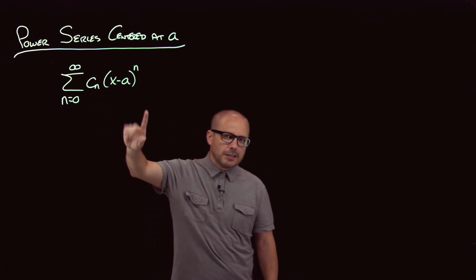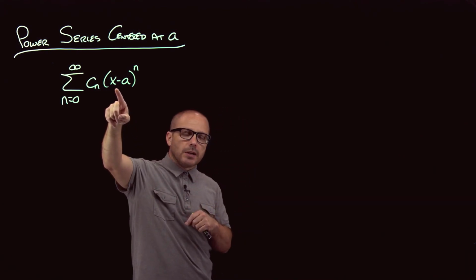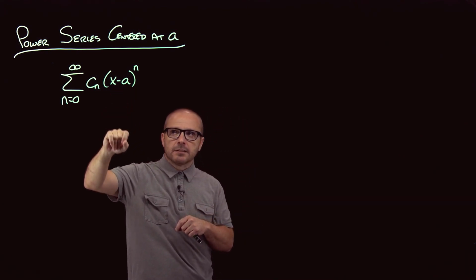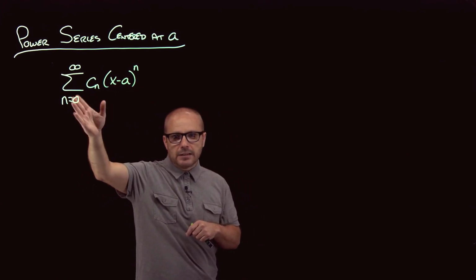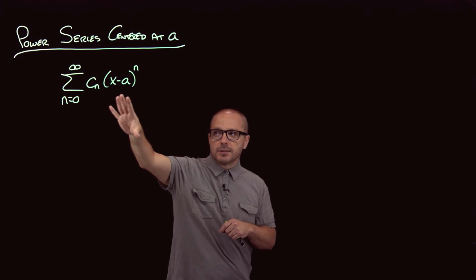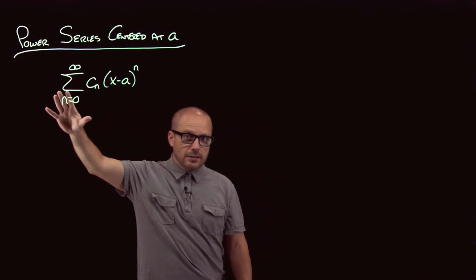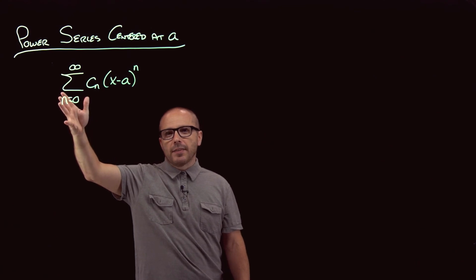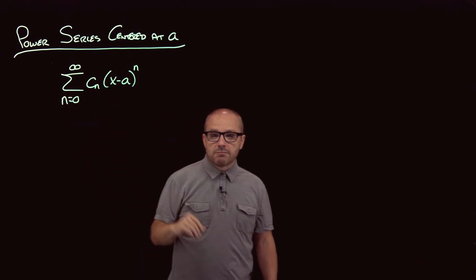So this isn't really just one series. It's infinitely many series. Every time you plug in a different value for x, x equal 5, you get a series. X equal negative 18, you get a series. X equal pi, you get a series. So really this is infinitely many series. And depending on the x value, the series may converge or it may diverge.